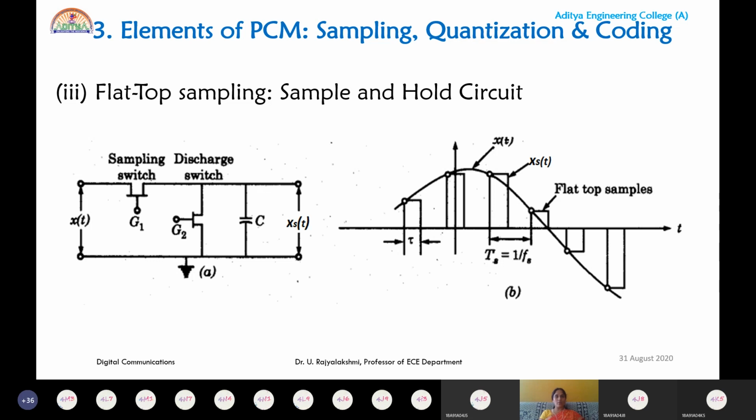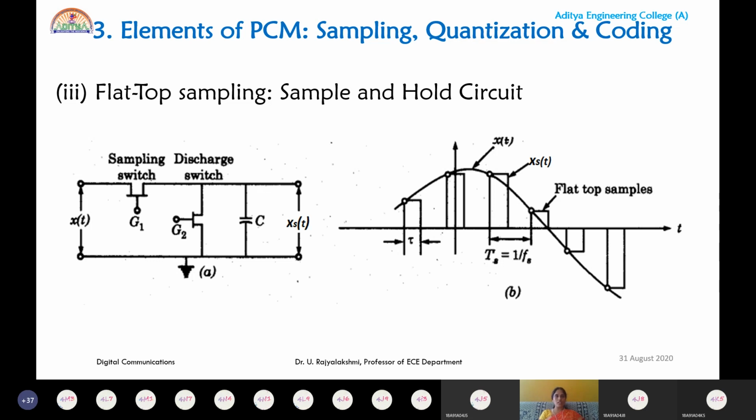After the time interval of tau, G2 is closed. Once G2 is closed and G1 is off, what will happen? The capacitor gets a path to discharge. Until that time interval, the capacitor holds the same magnitude. So that's why the amplitude of the pulses remains constant till the time interval of tau. Once G1 is off, the capacitor has no path to charge, so it discharges through G2, which is a short at that time. Once again G1 will be made on at each and every sampling interval.